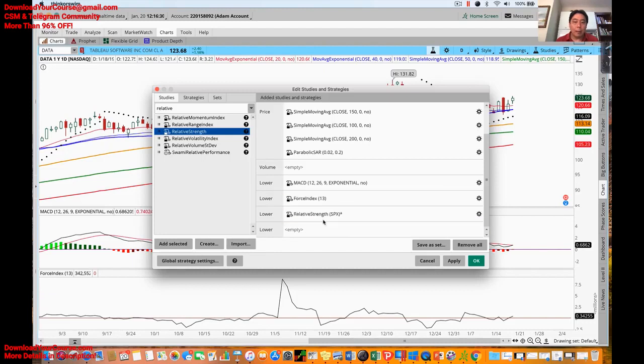Now, bear in mind, this is not RSI. RSI stands for Relative Strength Index, which is something completely different. This refers to the relative strength of the stock compared to the S&P 500. So we are basically seeing how strong the stock is compared to the rest of the market. That's what's key about this indicator.